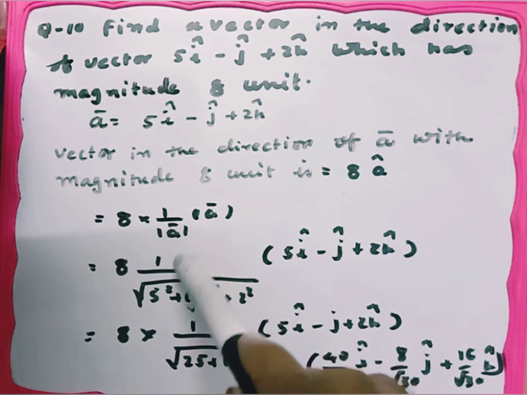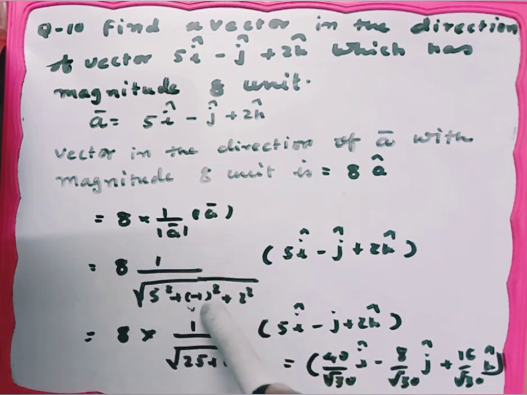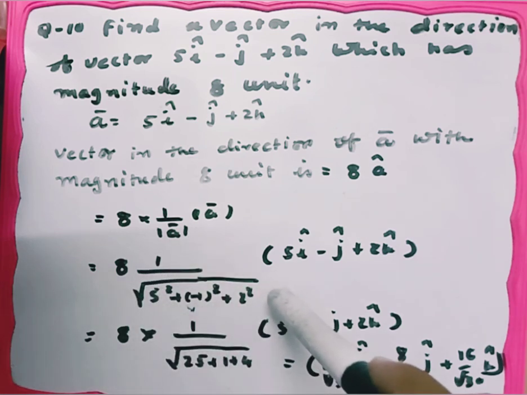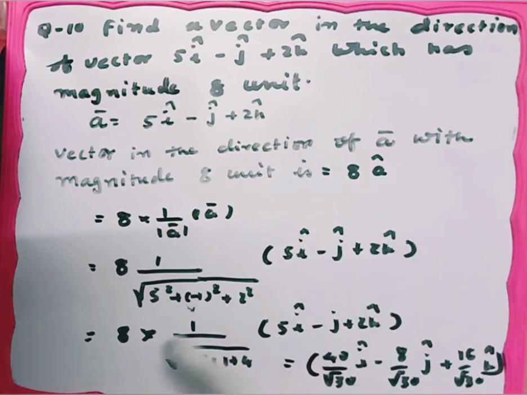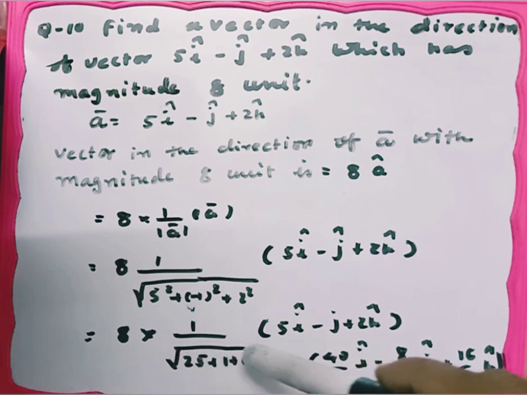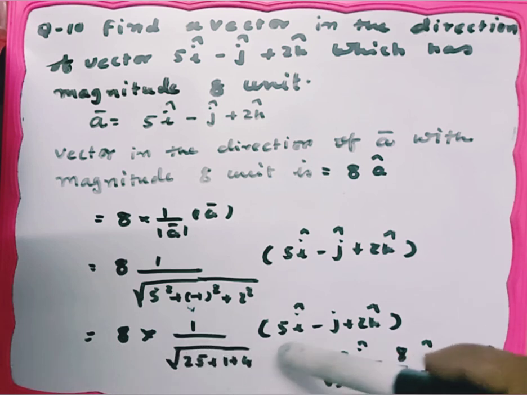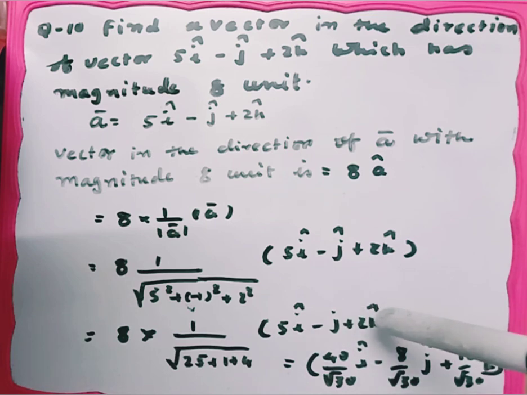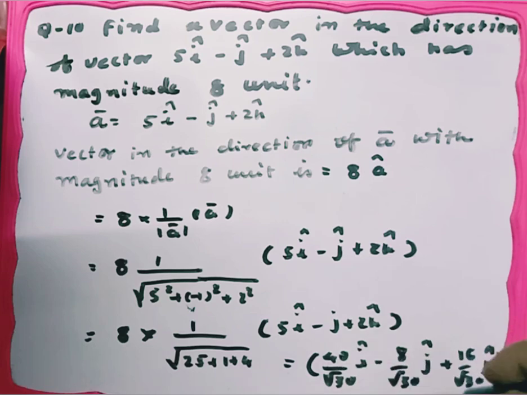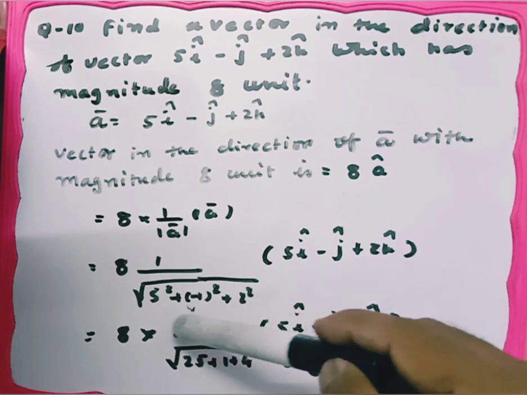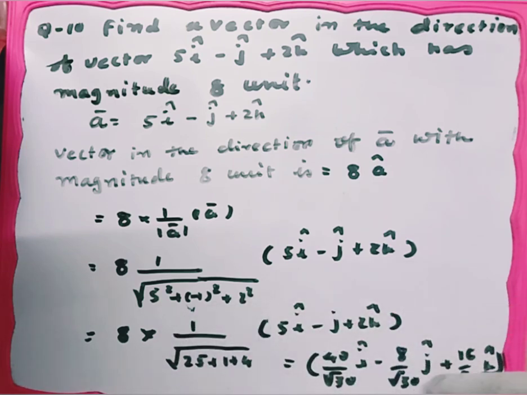So the magnitude of a bar we calculate, and then under root 5 square plus minus 1 square plus 2 square into 5i caret minus j caret plus 2k caret. So 8 into 1 by under root 25 plus 1 plus 4, into 5i caret minus j caret plus 2k caret. So this addition is 30, and so 8 5s are 40 by root 30 i caret, 8 1s are 8, minus 8 by root 30 j caret, plus 8 2s are 16 by root 30 k caret is the required vector.